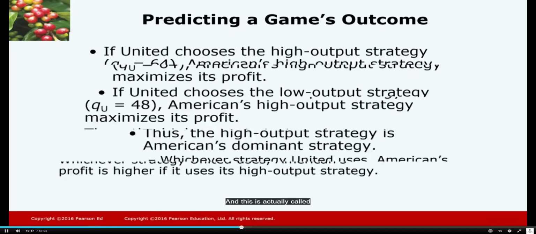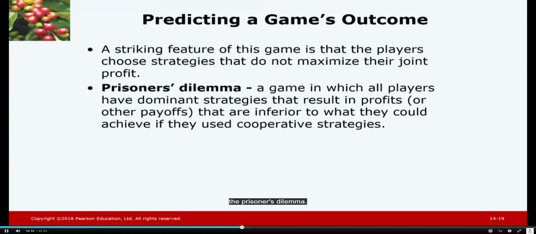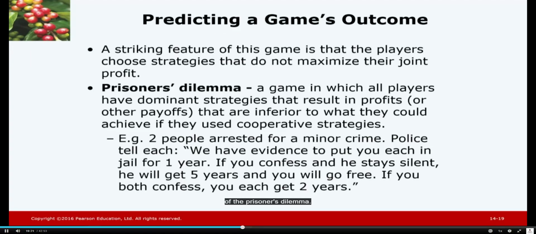And this is actually called the prisoner's dilemma. Let's take an example of the prisoner's dilemma. It's a game in which all players have dominant strategies that result in profits that are inferior to what they could achieve if they used a cooperative strategy.